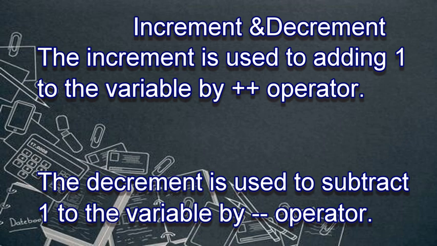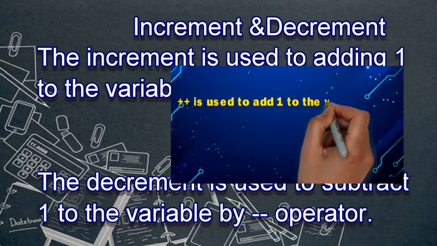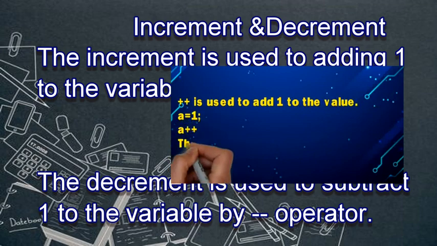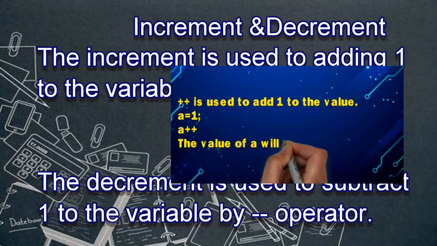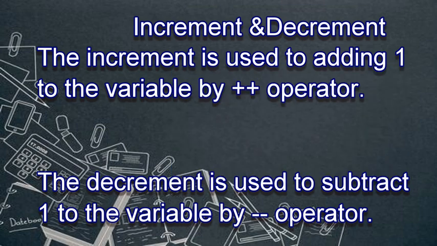Another set of operators that we need to understand is the increment and decrement operators. The increment operator is used to add 1 to a variable, that is, the plus 1 operator. Suppose I have taken a variable a and assigned it the value 1. Whenever I write a plus plus, it increments the value of a by one. So that is the use of an increment operator.